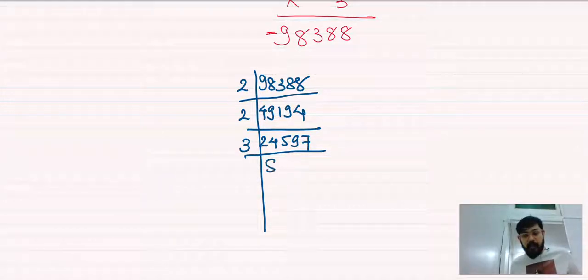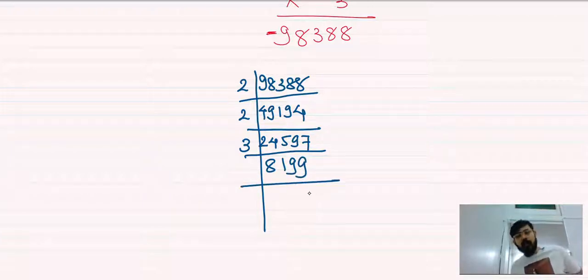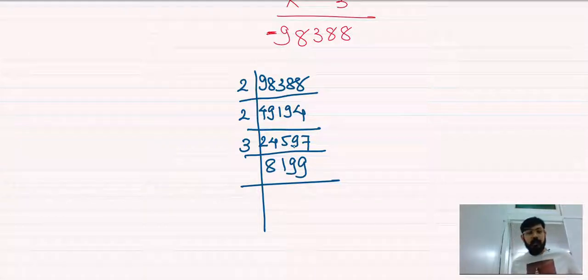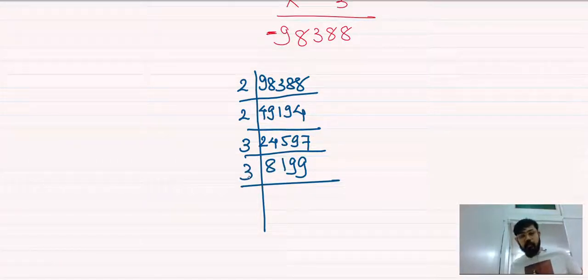So 3 eights are 24, 3 ones are 3, and remainder is 2, and we get 29. So 3 nines are 27, remainder is 2, again nines. Okay, 8199. This looks like a multiple of 3 because 9 plus 9 is 18, 18 plus 1 is 19, 19 plus 8 is 27. So it has to be divisible by 3.